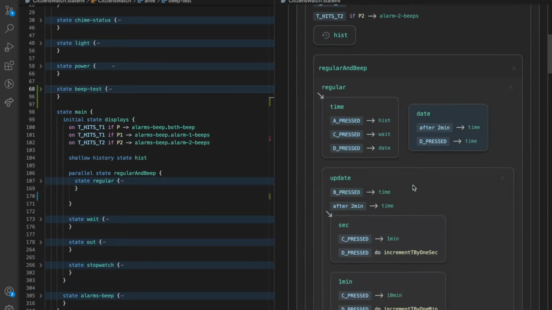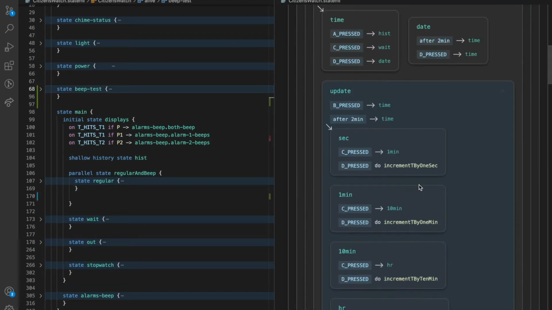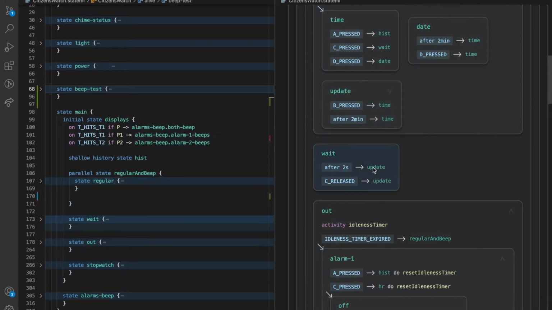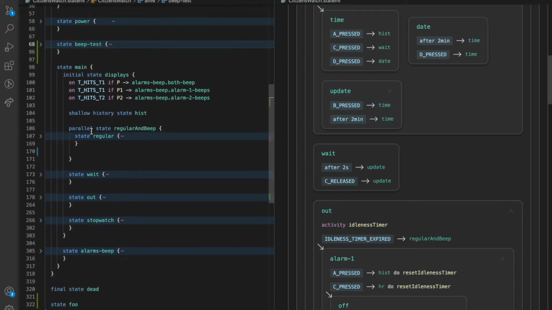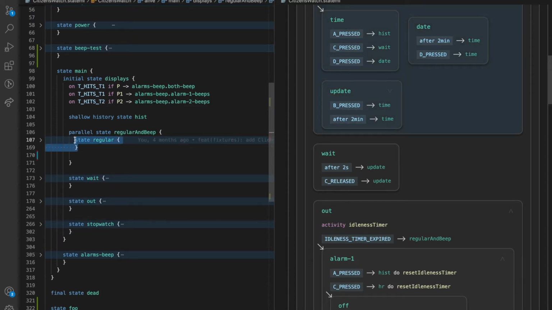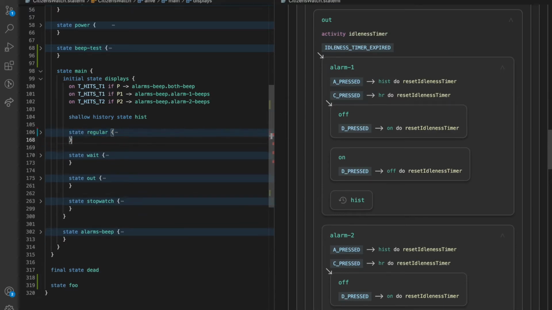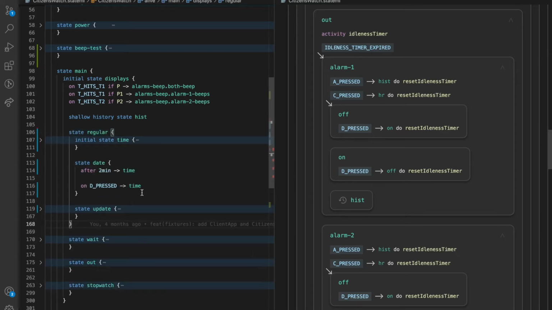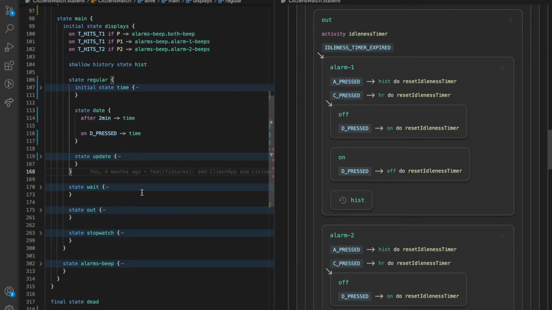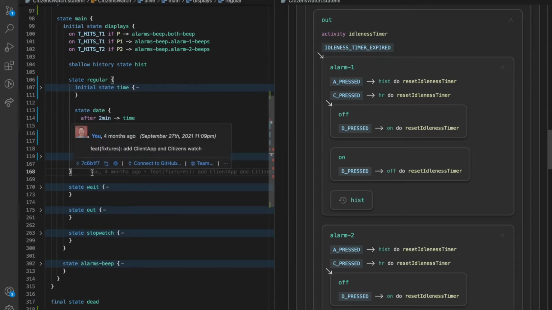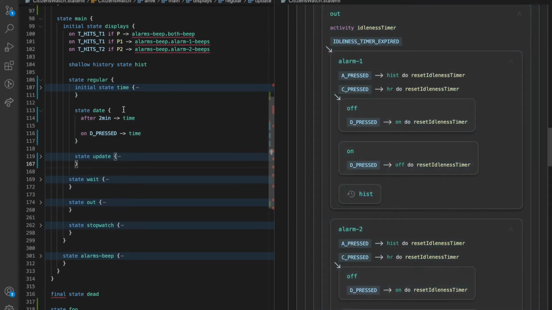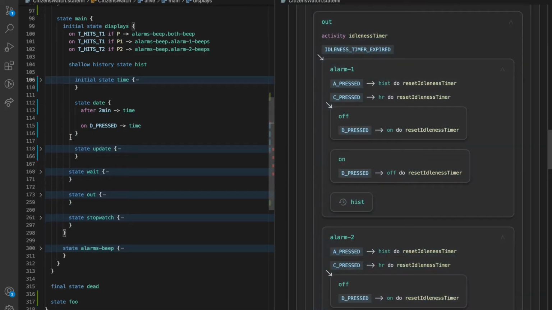The only thing we need to do is we have these other states. Let me collapse update. Where we want to say on enter, turn off the beep test or turn on the beep test. That also means we don't need this orthogonal region, so let's get rid of that. And do we even need regular anymore? Shouldn't do. You don't think we do? We can get rid of that.